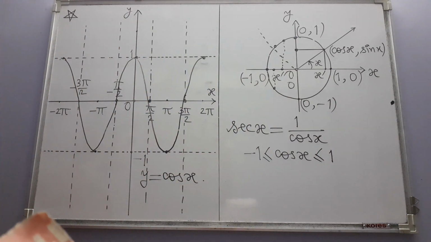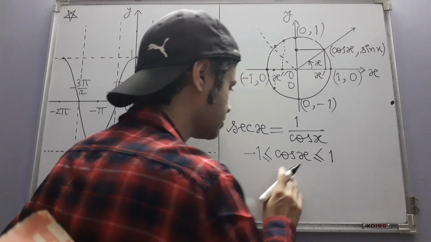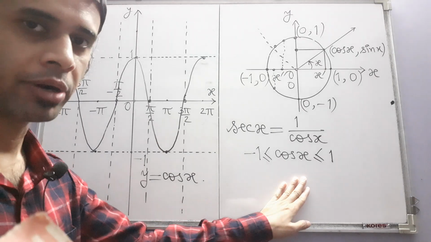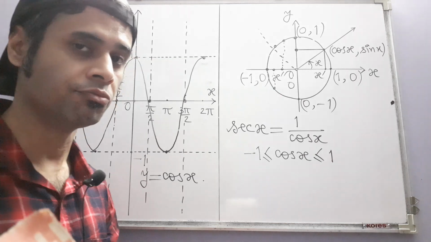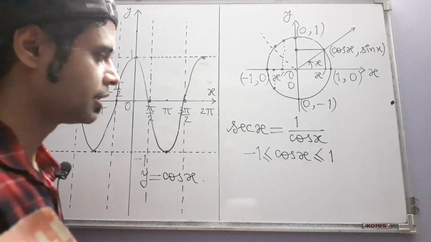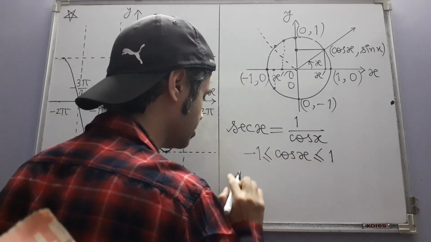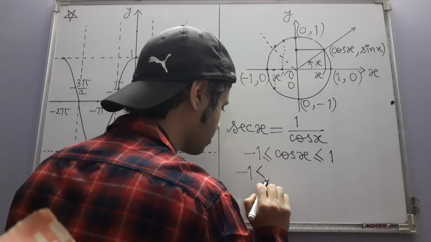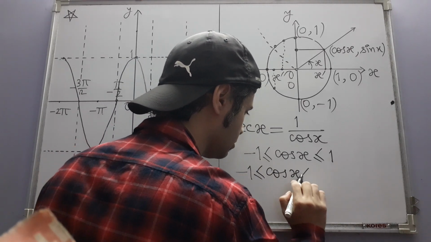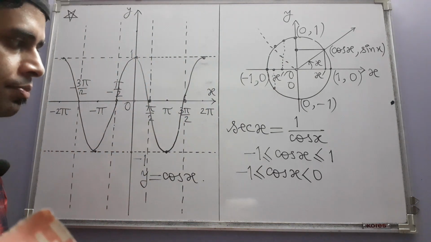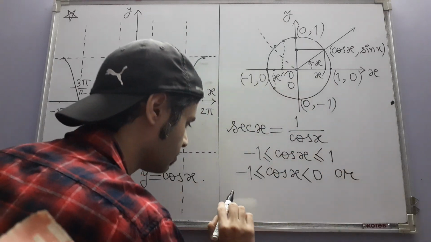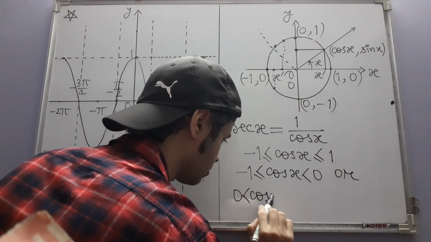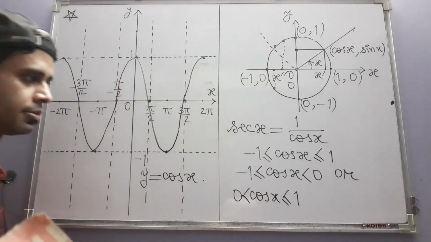Okay. Now we see not just this, but simultaneously we are also avoiding those x's for which cos x will become 0. And that is why actually we are considering two situations here. Either our cos x values are negative and like this, or positive and like this.